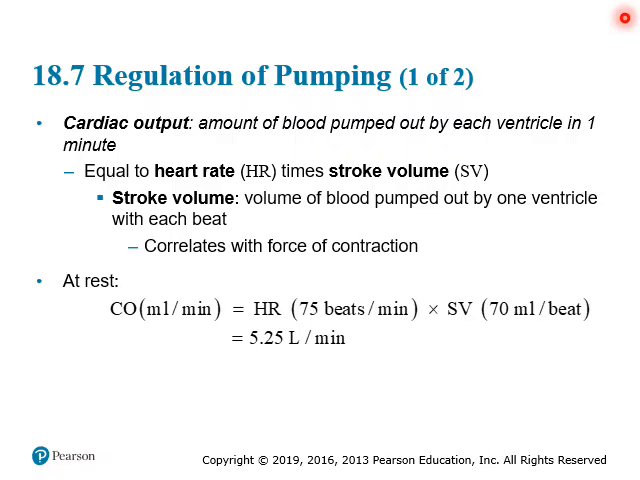For instance, we have here a formula showing us that cardiac output is your heart rate times the stroke volume. An average heart rate is about 75 beats per minute, and the stroke volume, which is the amount of blood that is being pumped by the ventricle, is 70 ml per beat. So per minute, if you multiply 75 by 70, you will come out to about 5.25 per minute.